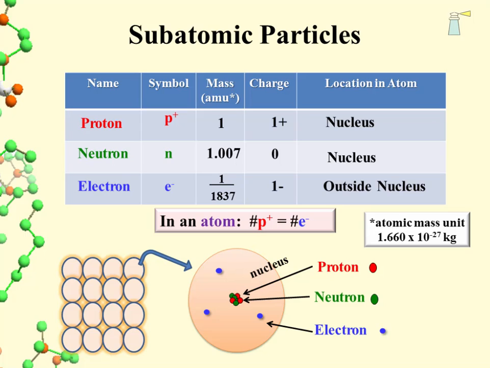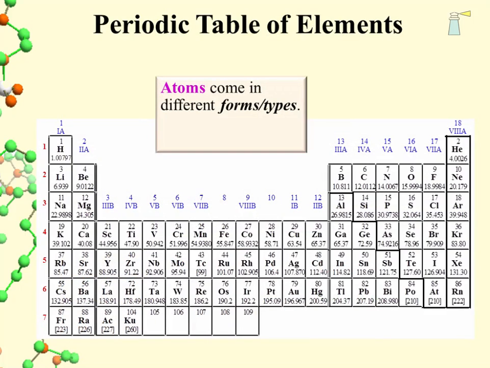The next step in building an atomic understanding of matter is what are the different atom types. And for that, we use the chemistry student's best friend, the periodic table of elements. Earlier we noted that atoms come in different forms or types.